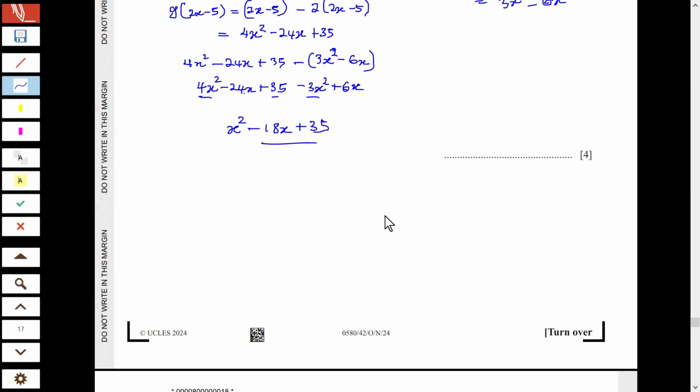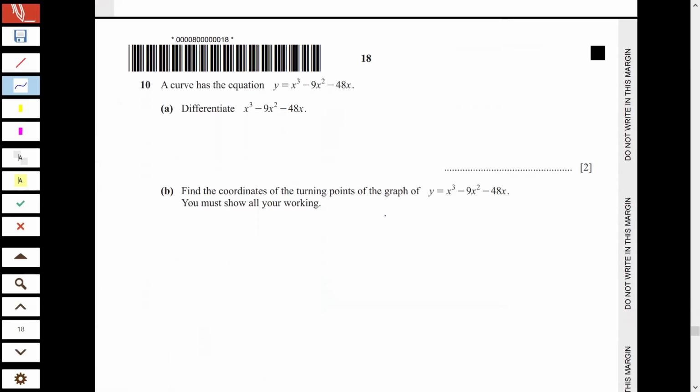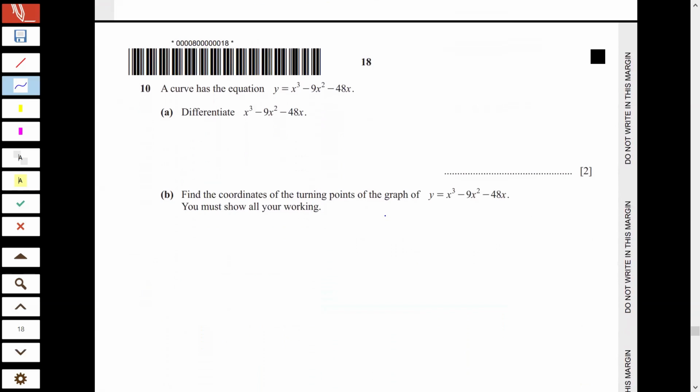So the next question, which is the last question, question 10. A curve has the equation y equal to x to the power of 3 minus 9x squared minus 48x. Differentiate x to the power of 3 minus 9x squared minus 48x. Okay, if y equal to x cubed minus 9x squared minus 48x, we can differentiate y with respect to x.